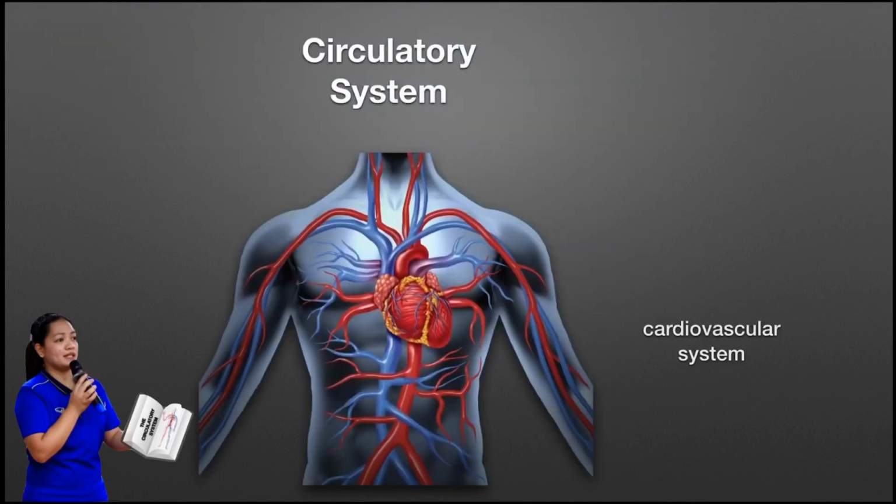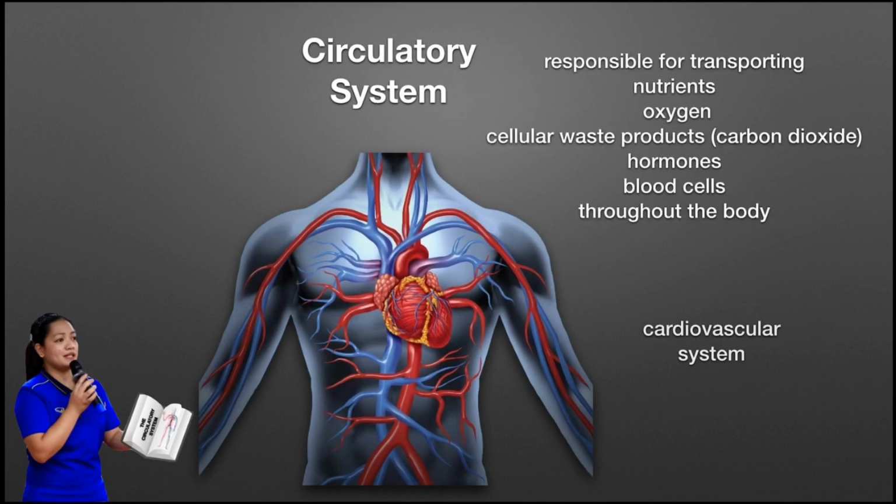The circulatory system is also called the cardiovascular system or the vascular system. It is an organ system that permits blood to circulate and transport nutrients such as amino acids and electrolytes. It also transports oxygen and cellular waste products like carbon dioxide. It also transports hormones and blood cells to and from the cells in the body to provide nourishment and help in fighting diseases, stabilize temperature, and maintain balance.